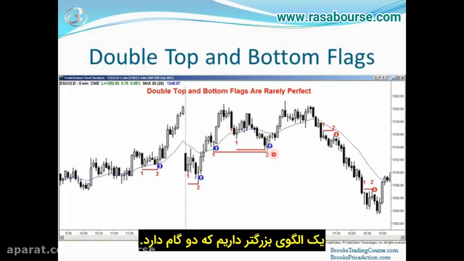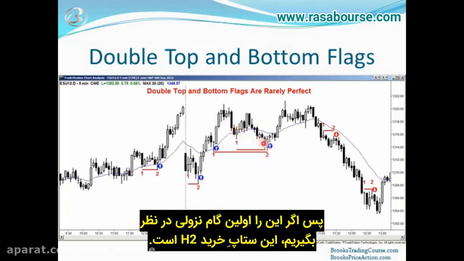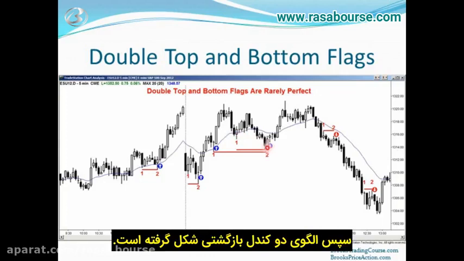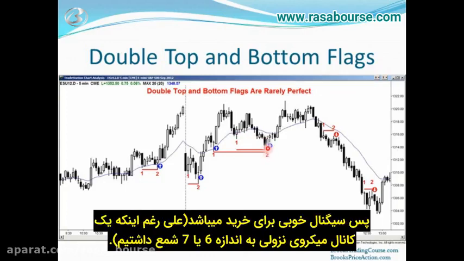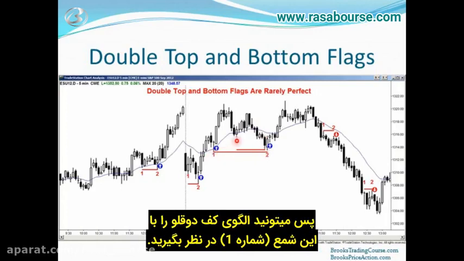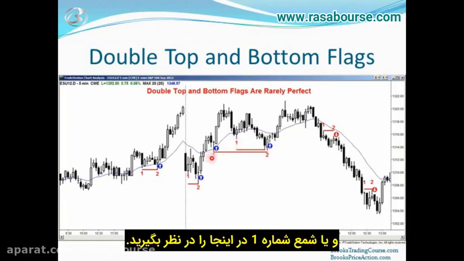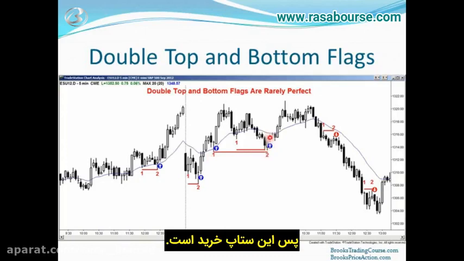We have a larger 2-legged pattern, 1 and 2. So this is a high 2, referring to this first push down, and here the second. A 2-bar reversal, second bar bull bar, so a pretty good buy signal, despite the 6-bar, 7-bar bear micro channel. It's also a double bottom with this bar, so you can call it a double bottom with this number 1 or a double bottom with this number 1. Either case, any kind of a double bottom is a high 2 buy setup. So that's a buy setup.